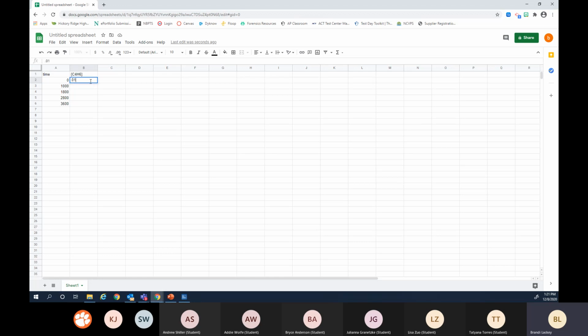The concentrations were 0.01000, 0.00625, 0.00476, 0.00370, and 0.00313. So if you're going to be using Excel or Google Sheets, you can set this up exactly like this. If you are using a graphing calculator, you have to go into Stat.